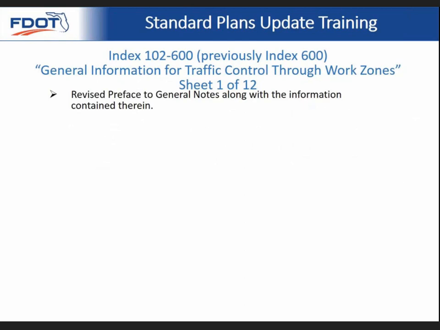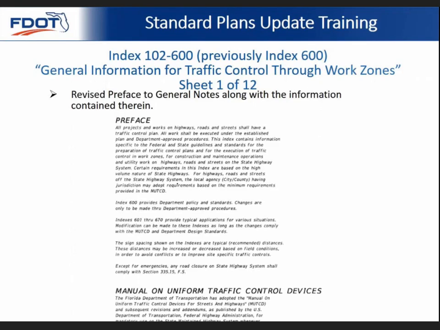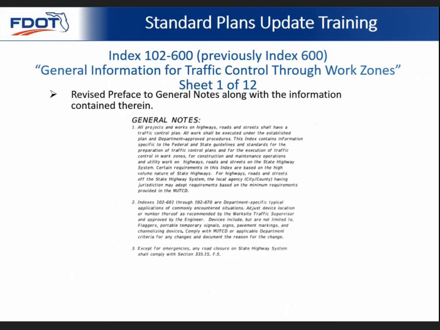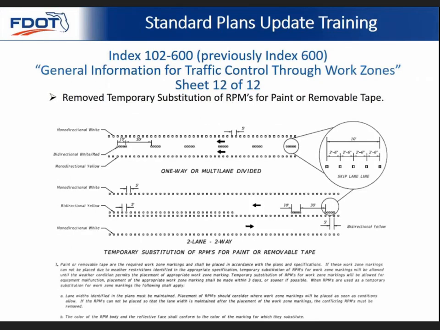Index 102-600, we revised the preference to general notes, and the information contained therein was revised. So you can see here we have the preface with the Manual on Uniform Traffic Control Devices, and that has been simplified. The temporary substitution of RPMs for paint or removable tape detail has been removed from sheet 12 of 12.